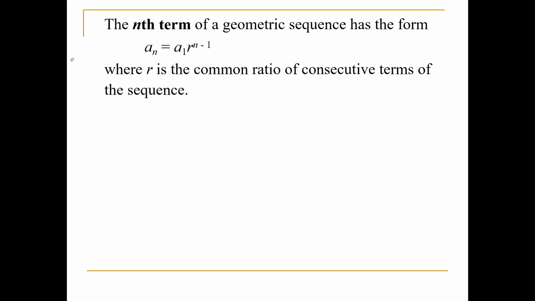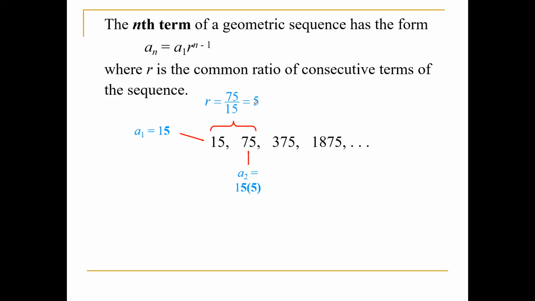The nth term of a geometric sequence is of the form a sub n equals a sub 1 times r raised to n minus 1. So this is the general rule for a geometric sequence, where r is the common ratio of consecutive terms of the sequence. Given this sequence, the first term here is 15, and the ratio is 5.